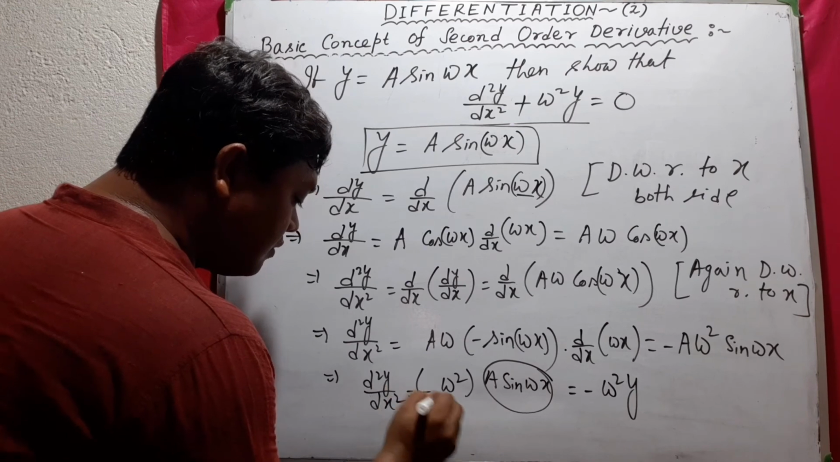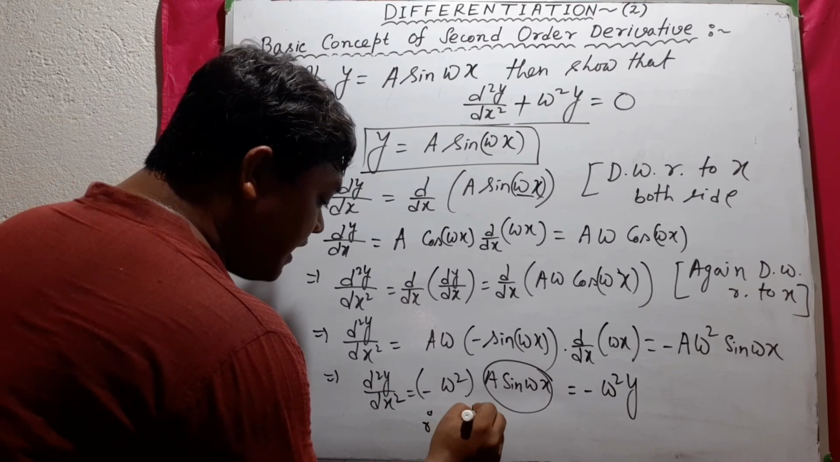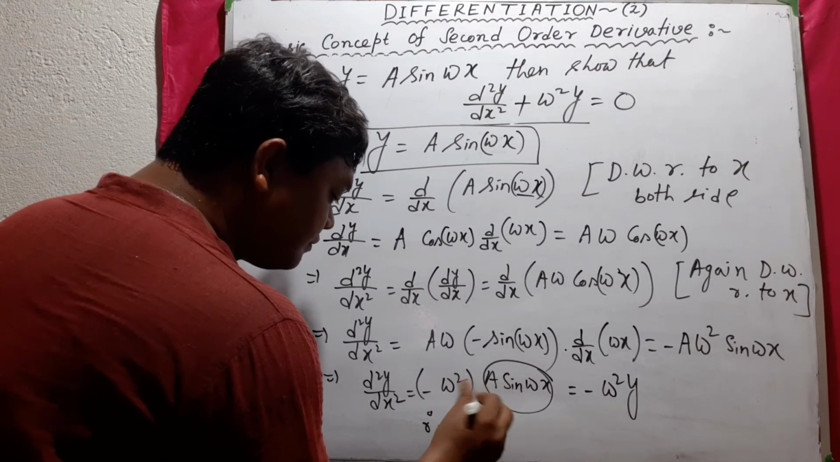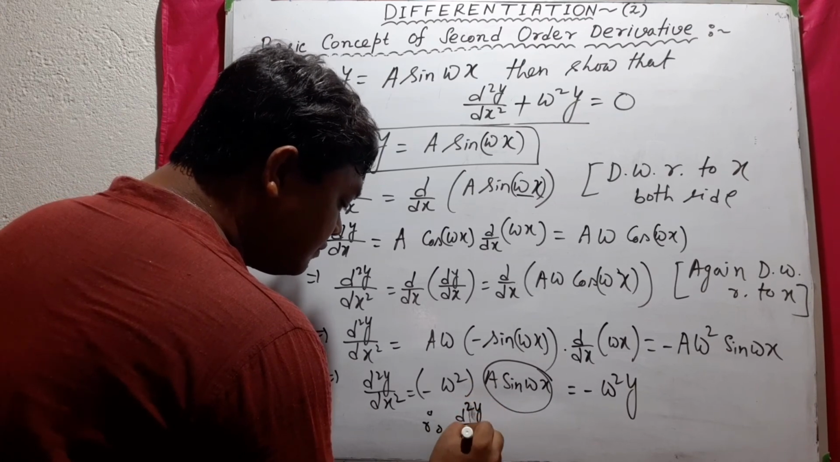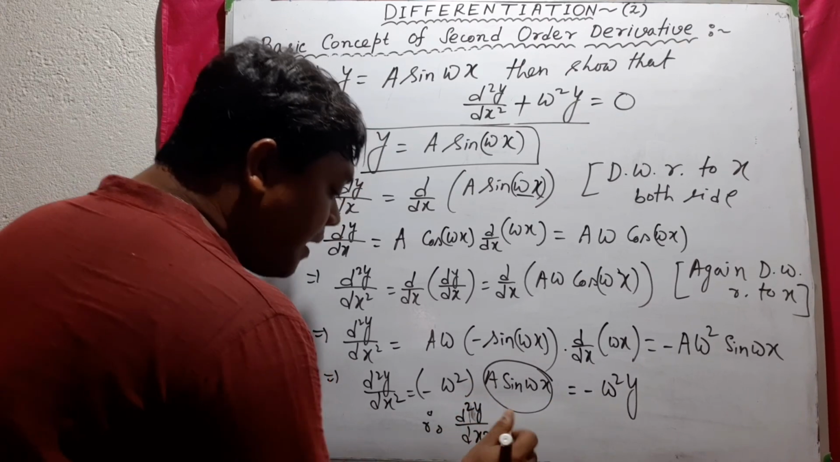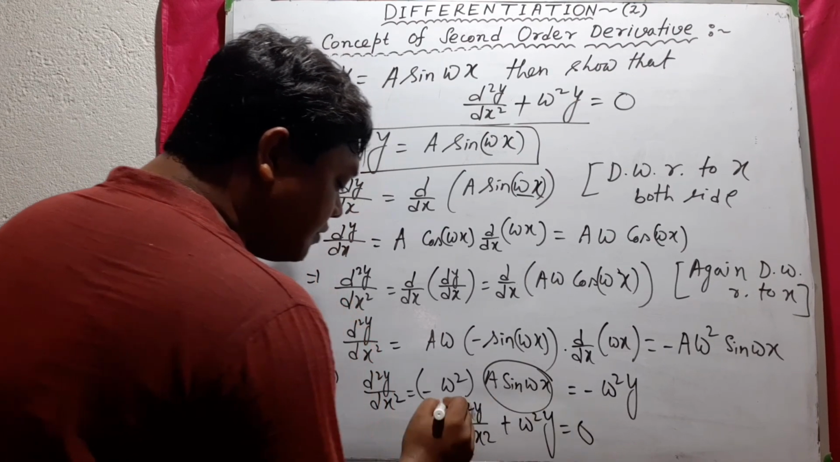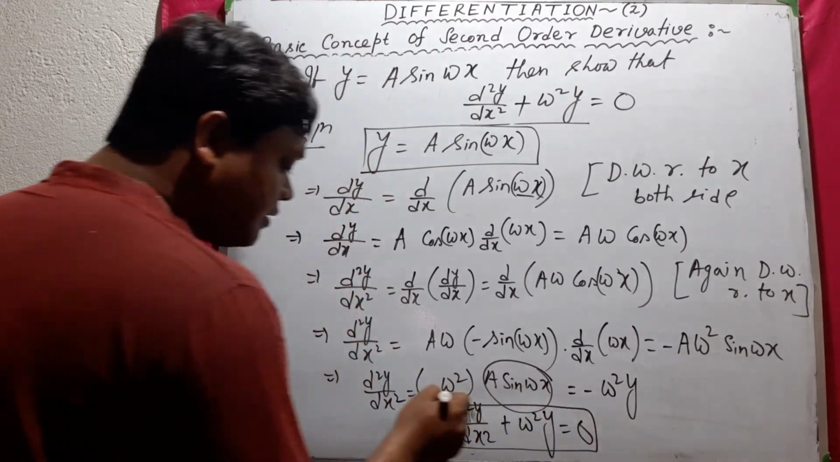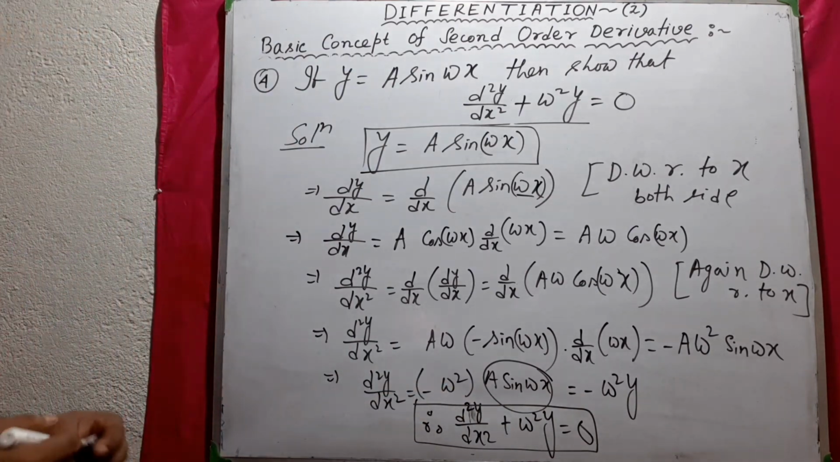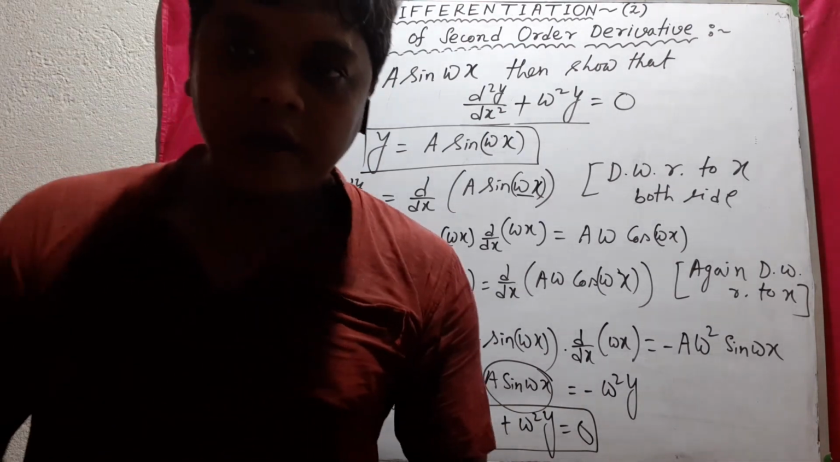Therefore, d2y/dx2 এইটাকে আমি বাঁয়ে নিয়ে আসলে প্লাস ওমেগা স্কয়ার y equals 0. That is the solution. Clear? Okay. Thank you.